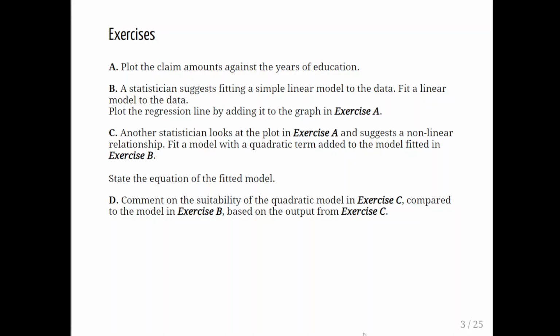Okay. Another statistician looks at the plot in exercise A and suggests a non-linear relationship. Fit a model with a quadratic term added to the model fitted in exercise B. So linear model in exercise B and polynomial model or non-linear model in exercise C. We're going to add a quadratic term, so hence the term polynomial model. State the equation of the fitted model. Okay, that's the one from C. Comment on the suitability of the quadratic model in exercise C. Compare it to the model from exercise B based on the output from exercise C. So essentially just compare the two models.